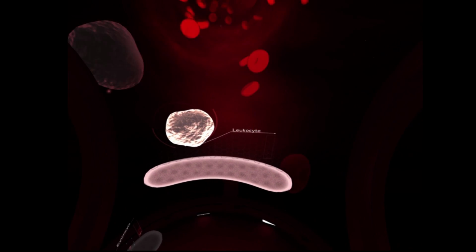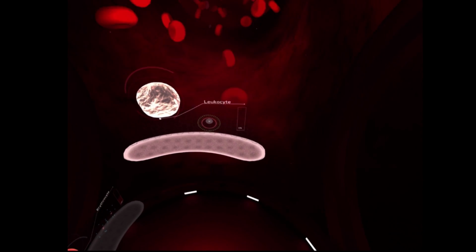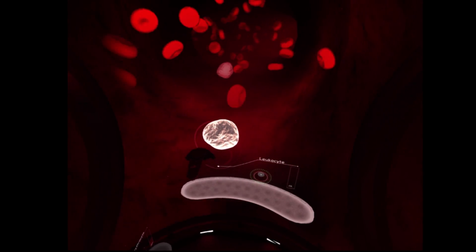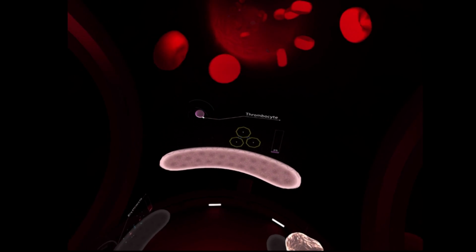Next up are white blood cells, or leukocytes, which take up less than 1% of the blood's total volume. Their main function is to protect our body from infection. Lastly, let's examine platelets, or thrombocytes, whose main function is to stop bleeding at the site of a damaged blood vessel. These guys?